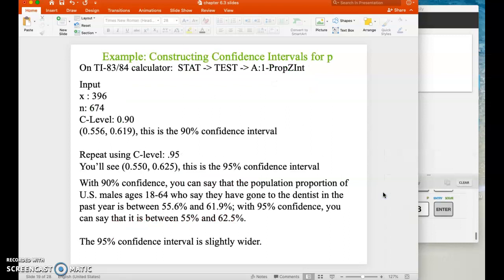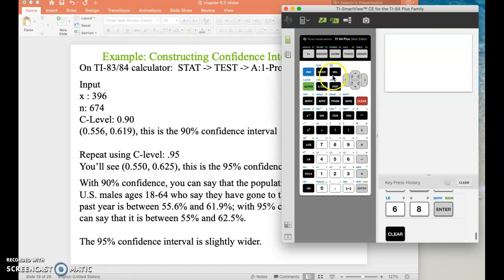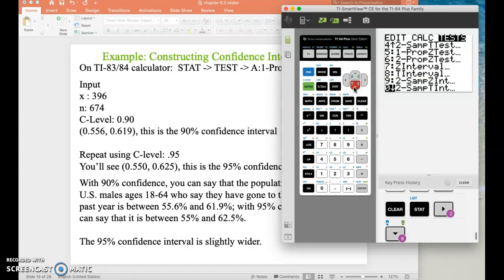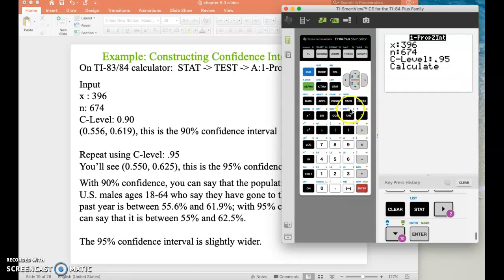The next step is to calculate our confidence intervals. I'm going to use my calculator, and I'm going to go to stat and then test, and I'm going to arrow down to 1-PropZInt and press enter. For my values, I'm going to enter 396 for X, 674 for N, and then I'm going to arrow down to my confidence level. In this case, I'm starting with a confidence level of 90.